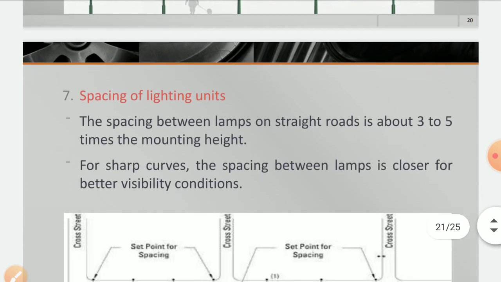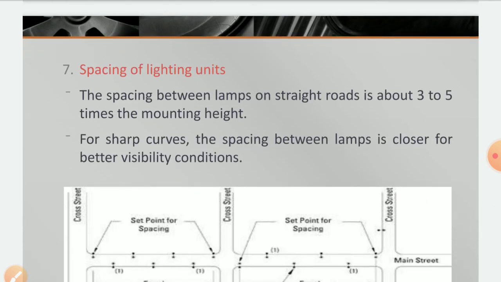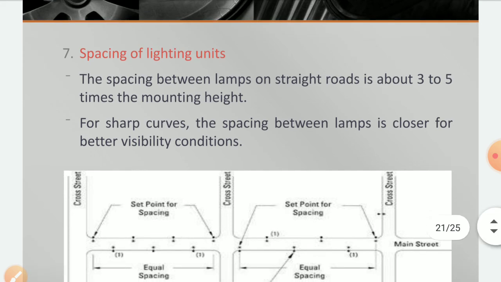Then, the spacing of lighting units depends upon which type of street lighting it is. If it is used for urban areas in the cities, you have a different spacing for the light fittings. If it is on highways, state highways or national highways, once again there are different parameters to be considered while designing for street lighting purposes.